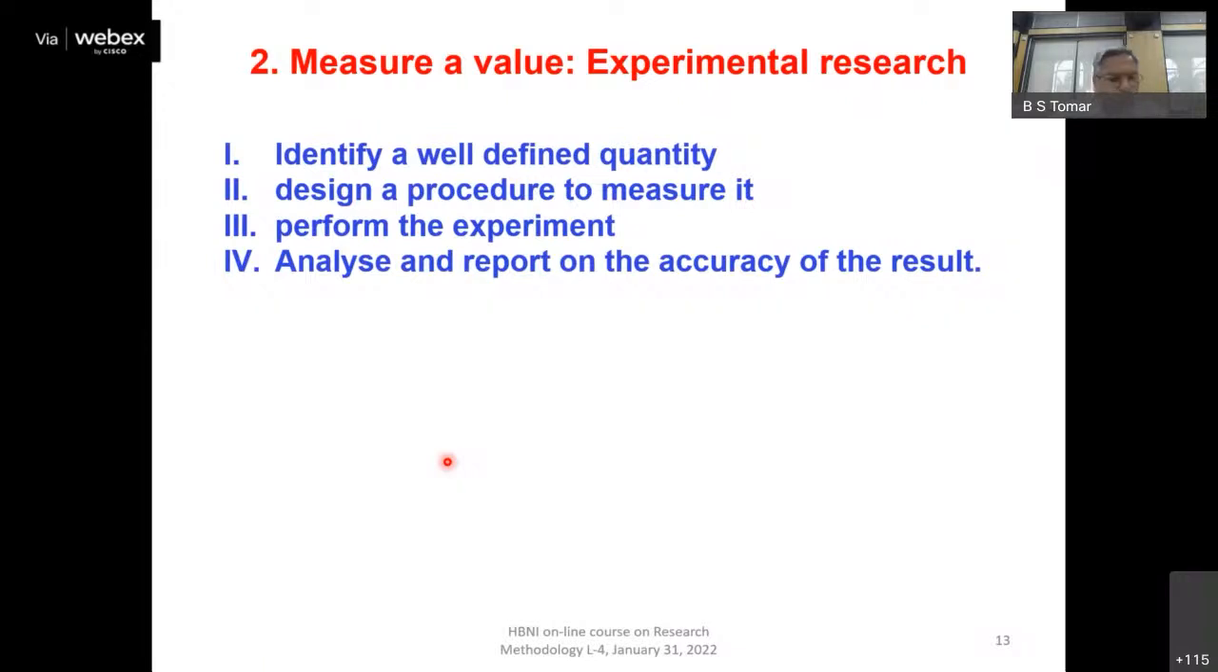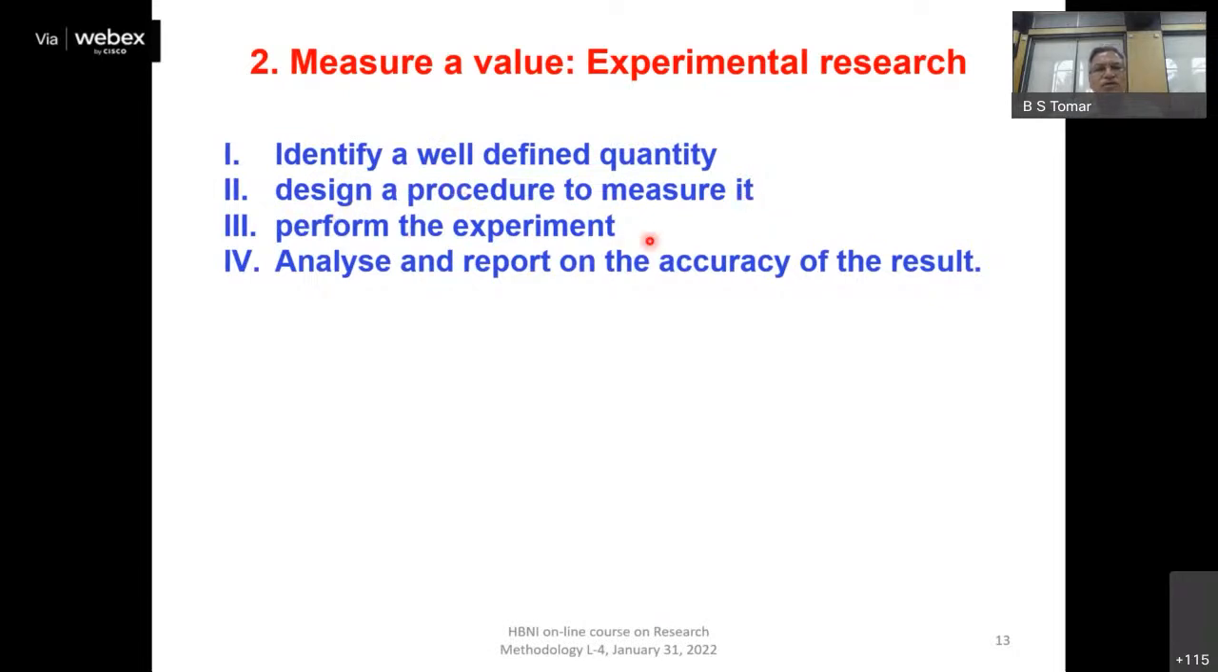I will also touch upon other types of research, like when you are measuring a value. This is not hypothesis-type research, but measurement-type research, where you are measuring a particular quantity. A lot of research will be of this type. You want to identify a well-defined quantity which you want to measure, like the charge of an electron or the mass of the electron neutrino, and so on. Then design a procedure to measure that quantity. After that, you perform the experiment.